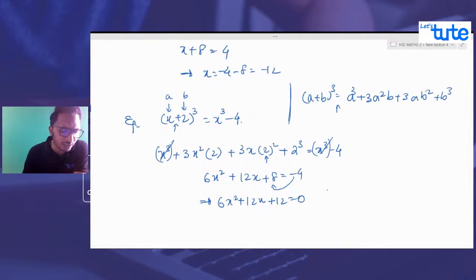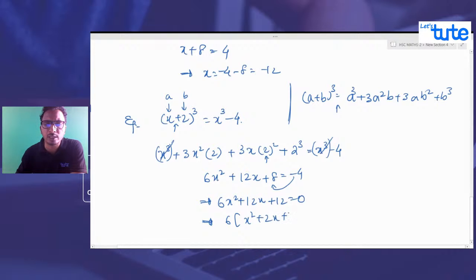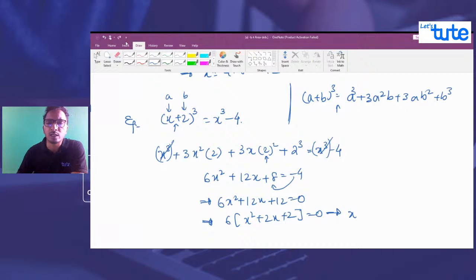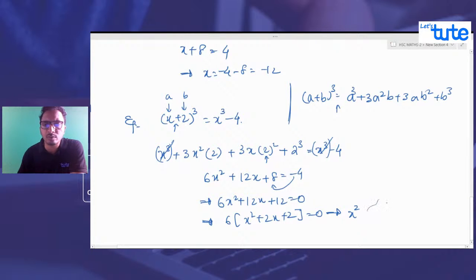Even before that, we can see that we have a common factor over here, right? Can you see that? We can see that we have 6 as a common factor. So let's remove that out. So what are you going to get? x squared plus 2x plus 2 equals to 0. Dividing both the sides by 6, this 6 is going to get divided on both sides, so we are going to get 0. So what we are left with is x squared plus 2x plus 2.